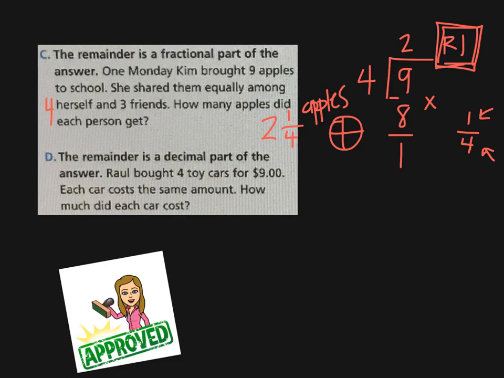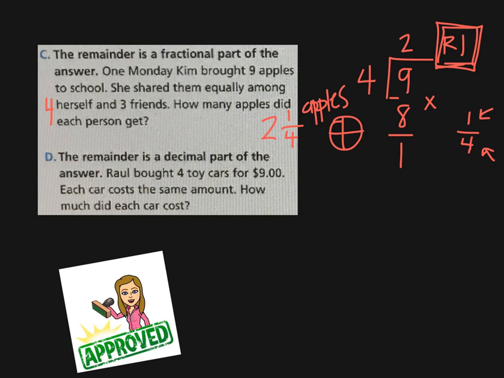The next possible scenario is really getting advanced. This time the remainder is a decimal part of the answer. The only thing that changes is that you'll write the dividend differently. So I'll show you the work again, but I'm going to include the decimal point in zeros. So it says Raul bought 4 toy cars for $9. Each car costs the same amount. How much did each car cost?